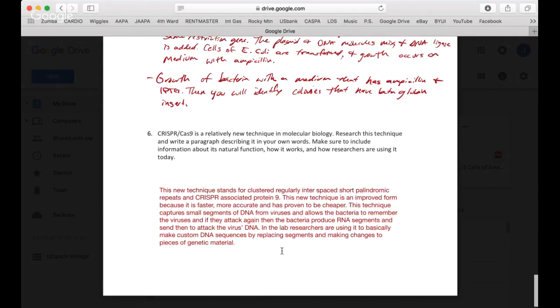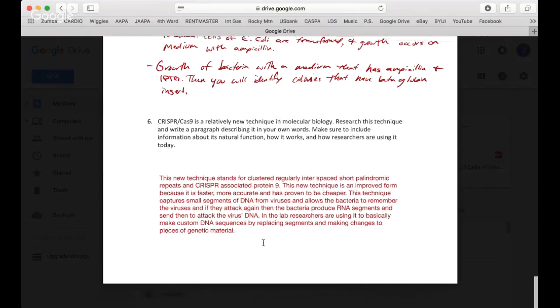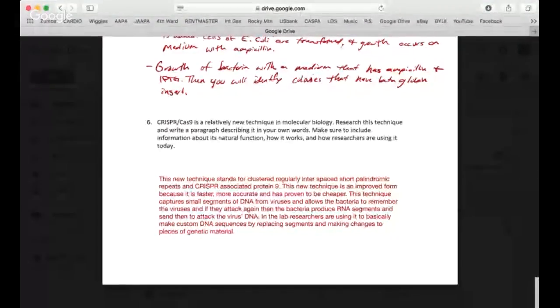This technique captures small segments of DNA from viruses and allows the bacteria to remember the viruses. And if they attack again, then the bacteria produce RNA segments and send them to attack the virus's DNA. And then the researchers are using it to make custom DNA sequences by replacing segments and making changes to pieces of genetic material.